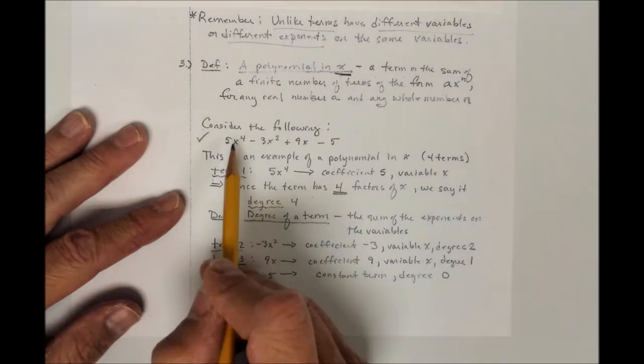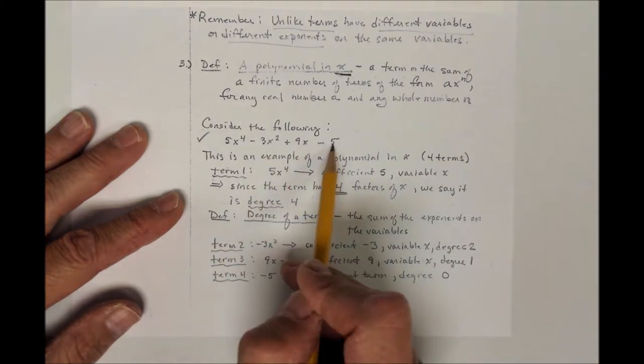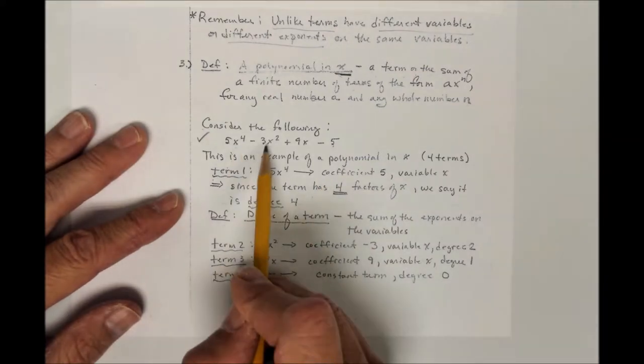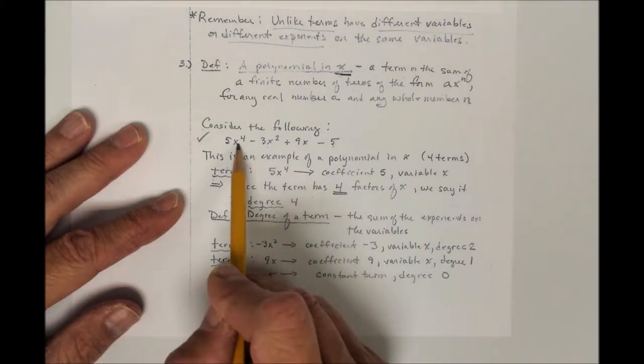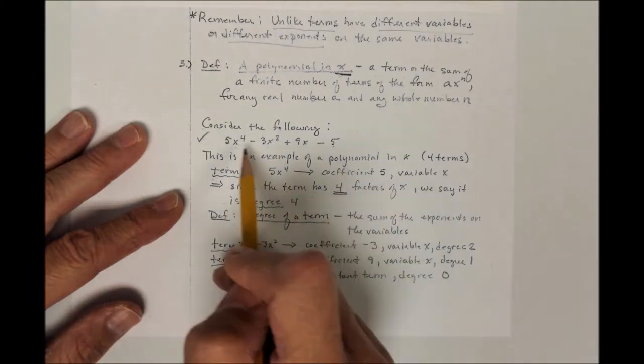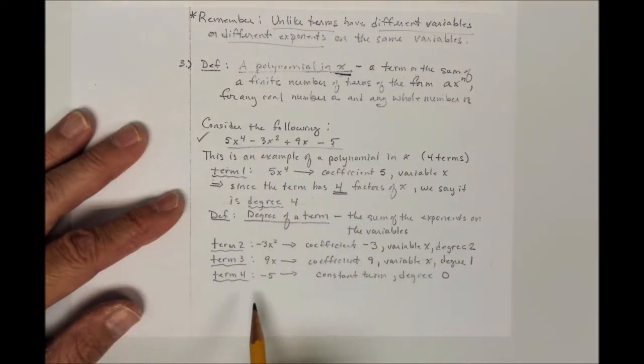This polynomial is 1, 2, 3, 4 terms. Now you say, well, this doesn't have an x. That's okay, it's a constant term that can make up part of it, okay? And this 5x to the fourth minus 3x to the second plus 9x, those are all terms, but they're not like terms, so you can't simplify this. This is as far as this would simplify. But this is an example of a polynomial in x with four terms.